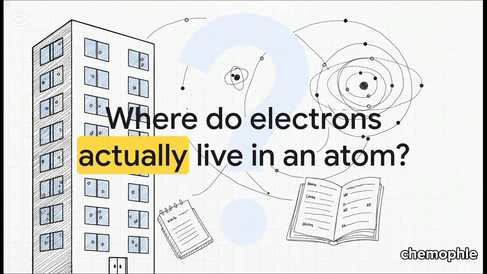You might picture them just buzzing around the nucleus like a chaotic swarm of bees. But nope, that's not it at all. Their setup is incredibly organized, and it's all governed by a strict set of laws. So think of it less like a random cloud and more like a perfectly organized apartment building.